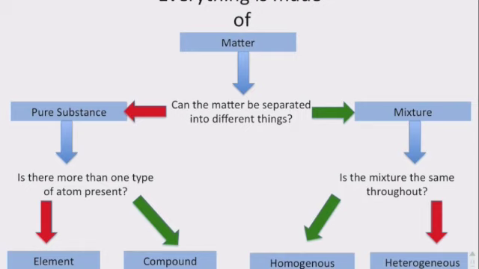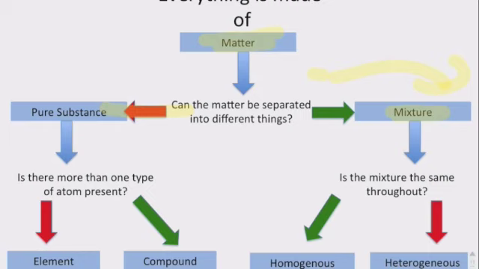Everything is made of matter. Okay, everything is made of matter. Everything that we can see, feel, touch, all those things, that is matter. The question that we ask ourselves in this flow chart: can the matter be separated into different things? If it cannot be separated, then we know that we have a pure substance. If it can be separated, so it has a bunch of different components to it, then we know that it's a mixture. Okay, we'll go towards the mixture side of this.